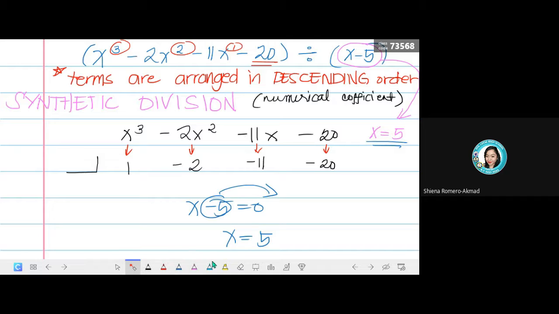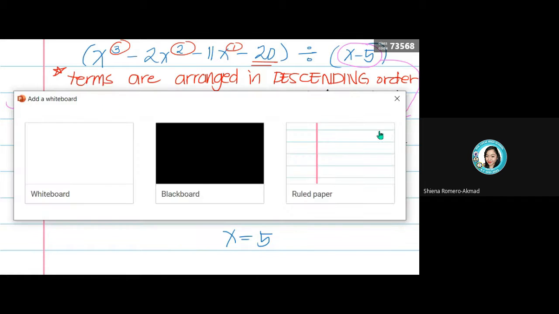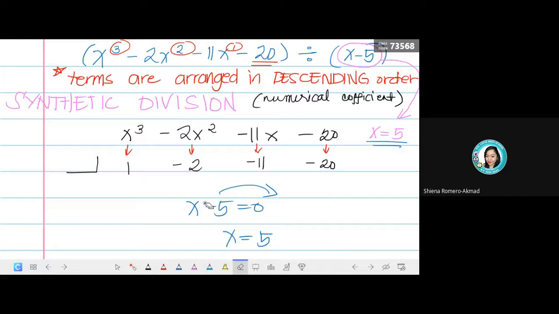Okay? So, let me proceed. Ano ba napipindot ko? Erase natin to.